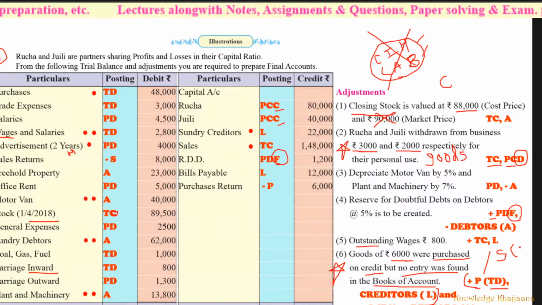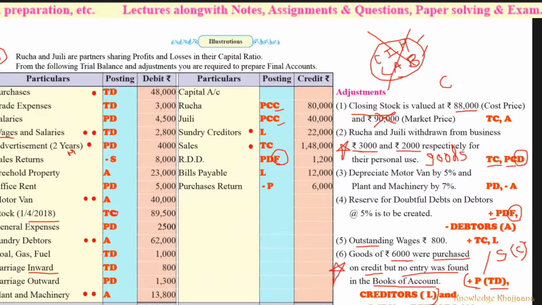That much of goods were also sold on credit. If the goods were sold on credit, then we have to record the goods, right? So that amount of goods should be added to the sales on the trading account credit side. Sales, trading account credit side, and since those goods were sold on credit, we have to add that much to debtors on the asset side.